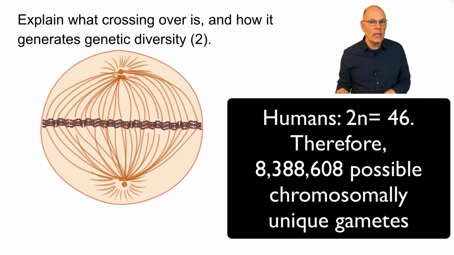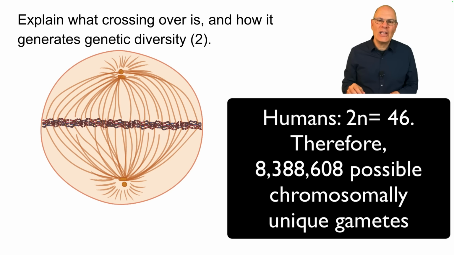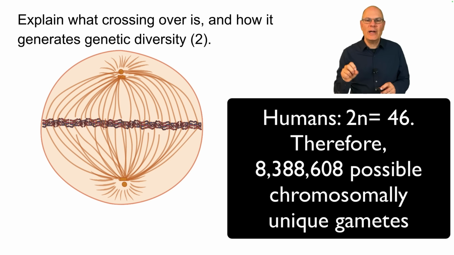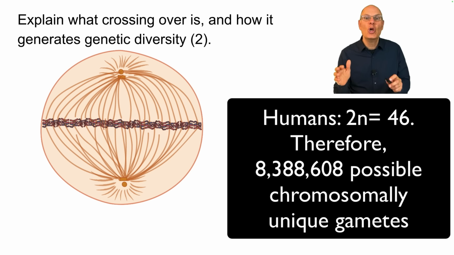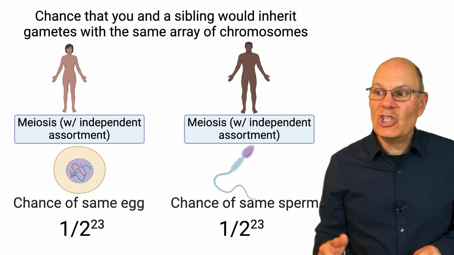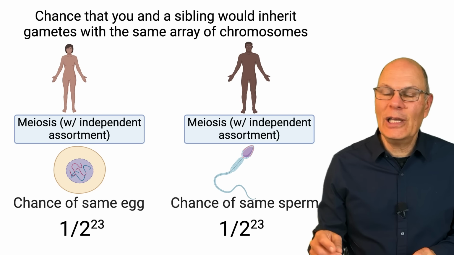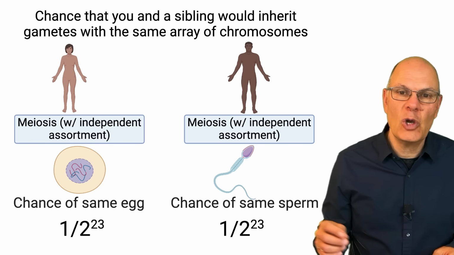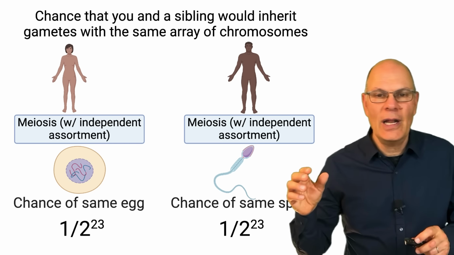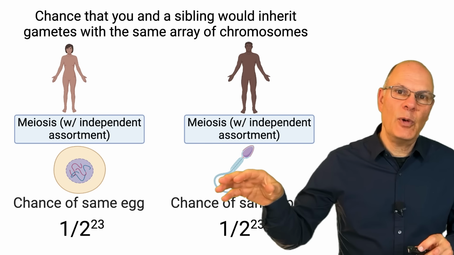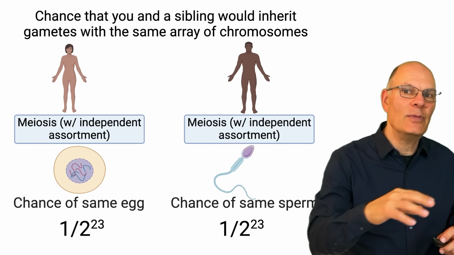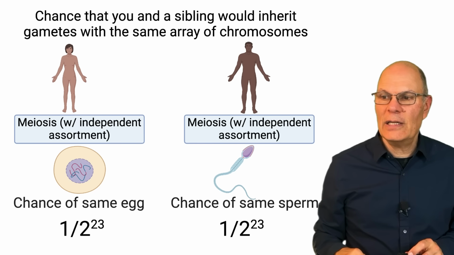That's 8,388,608 possible combinations. That's the chance that any 2 sperm cells or any 2 egg cells would have exactly the same array of maternal and paternal chromosomes. So what's the chance that you and a sibling would have the same chromosomal inheritance? In other words, you'd inherit the same array of chromosomes in your dad's sperm and the same array in your mom's egg. Well, those are independent events.